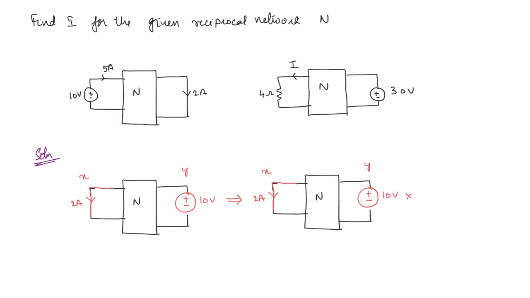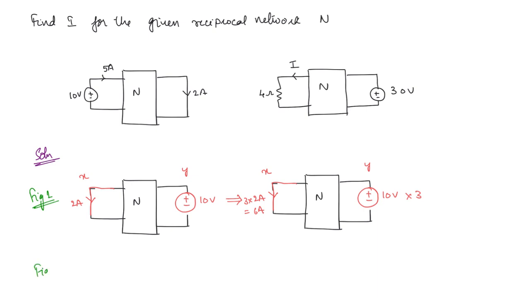So 10 into 3 will give you the response 2 into 3. So that is going to be 6 amperes. So for this network, if at branch Y we are connecting a 30 volt source, then in branch X you are going to get a 6 ampere response. So this information we got from the first figure, figure 1.